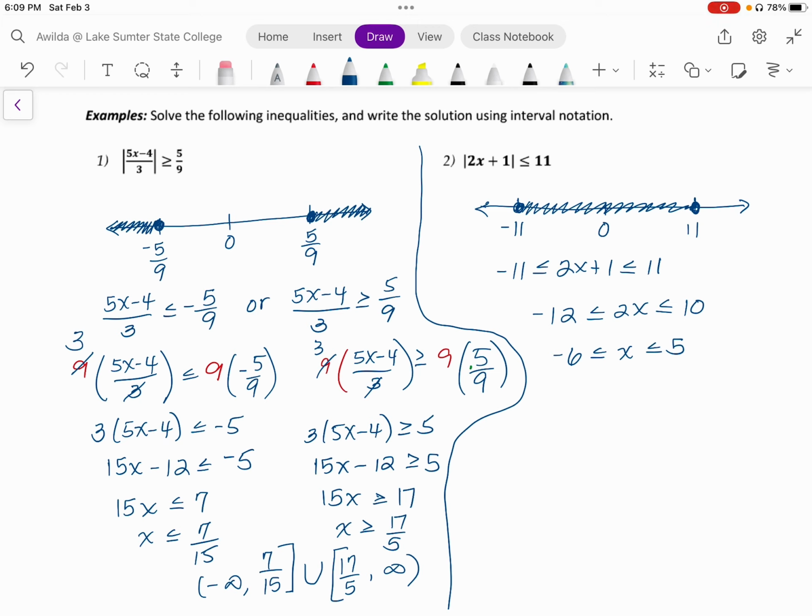Writing this as a three-part inequality says that x is sandwiched somewhere between these two numbers, but let's write this in interval notation. X is between negative 6 and 5 inclusively, right? It could be exactly negative 6. It could be exactly positive 5. So we will include both of those numbers in our interval.